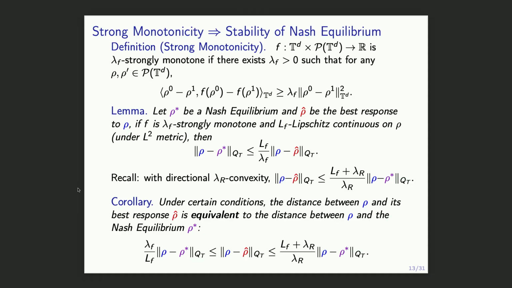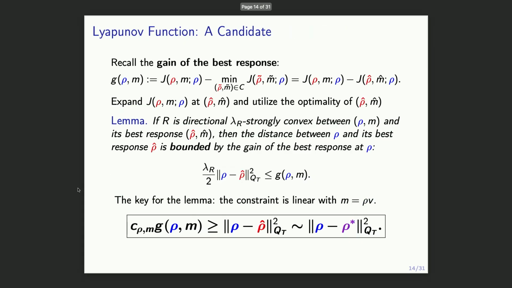So with this, we can show if rho is close to its best response, intuitively that means it is close to being a fixed point. And mathematically, it is also close to the Nash equilibrium. So we develop an equivalence between these two metrics, the distance between rho and its best response and the distance between rho and the Nash equilibrium. And next step, we need to connect the gain of the best response with the previous two metrics. And we can show that if the gain of the best response is small, then rho is close to its best response.